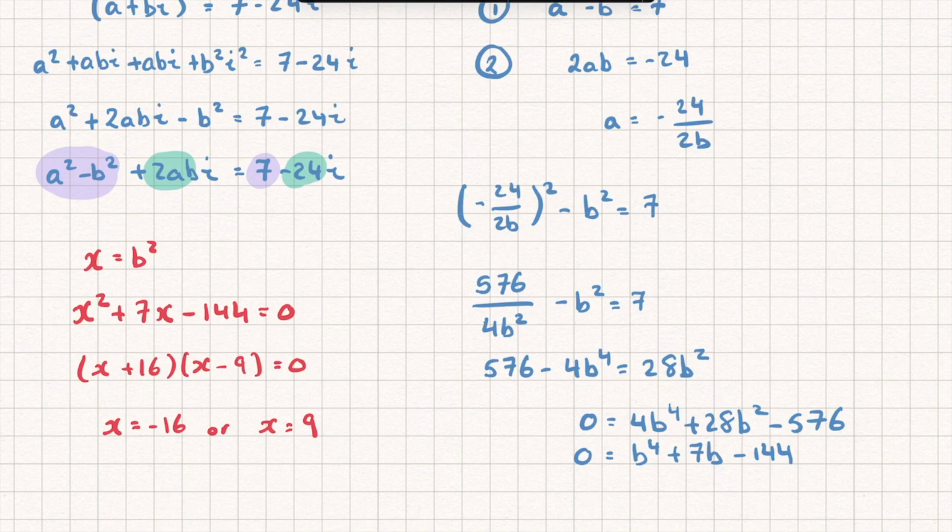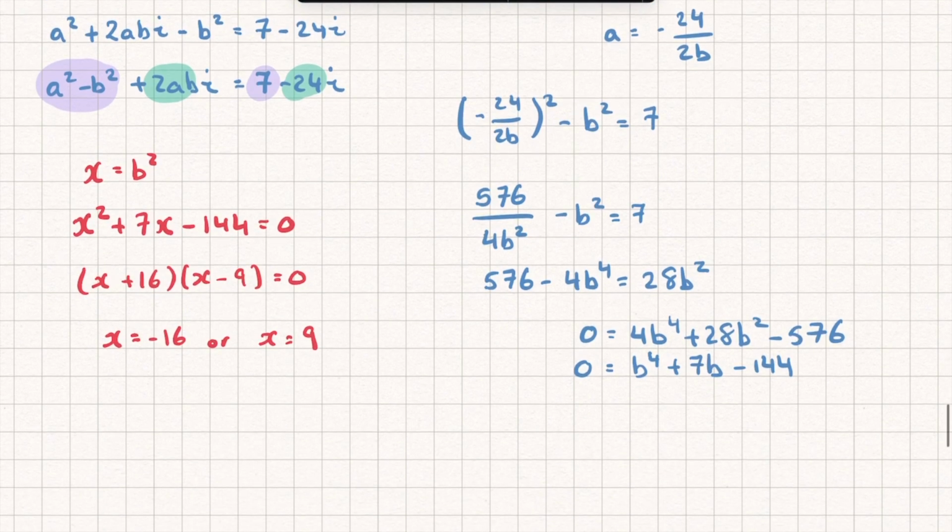And so if we bring that over to our original quartic equation, then our solutions are b squared equal to negative 16 or b squared equal to 9. Well, let's square root both sides and we get b is equal to plus or minus the square root of negative 16, or b is equal to plus or minus 3.